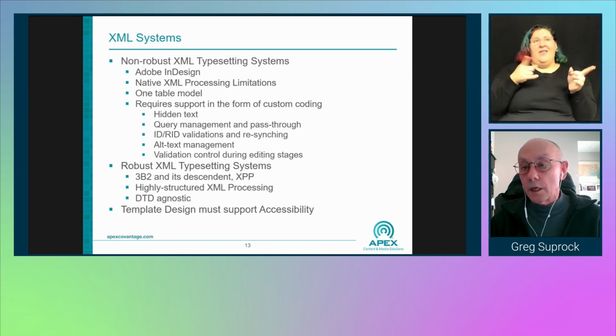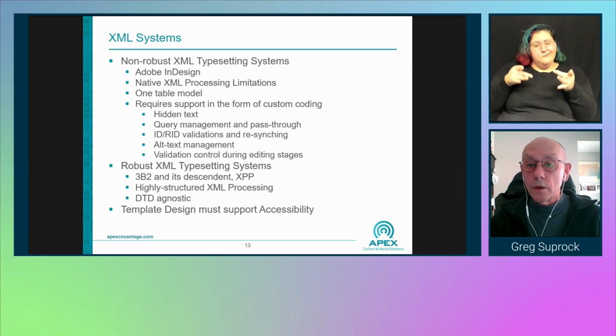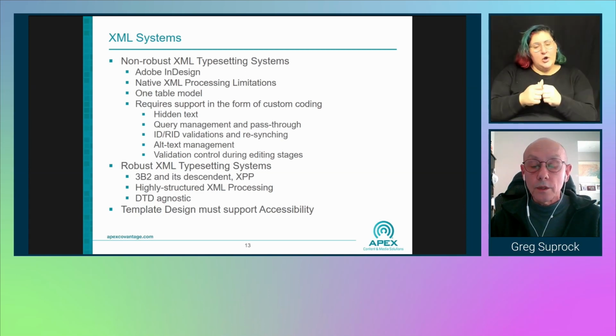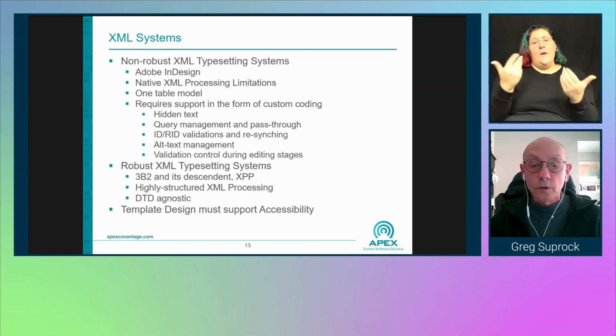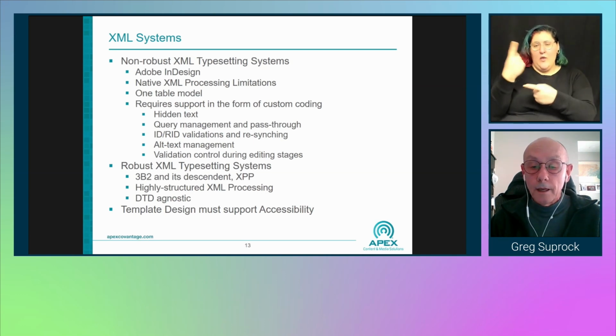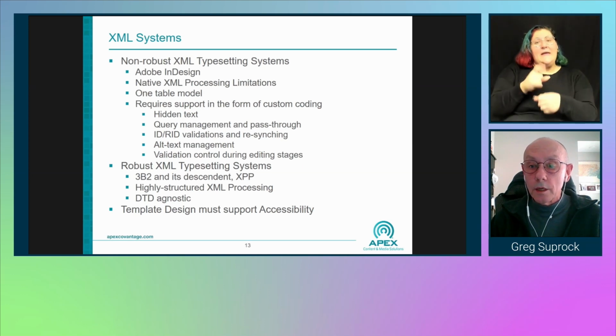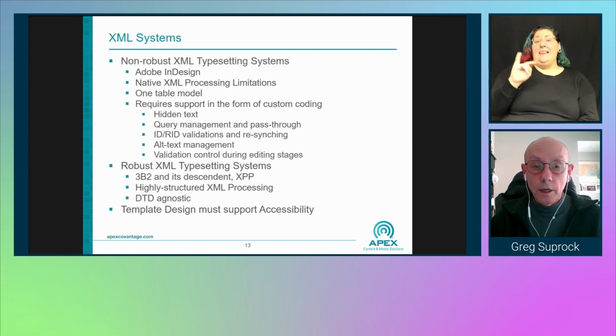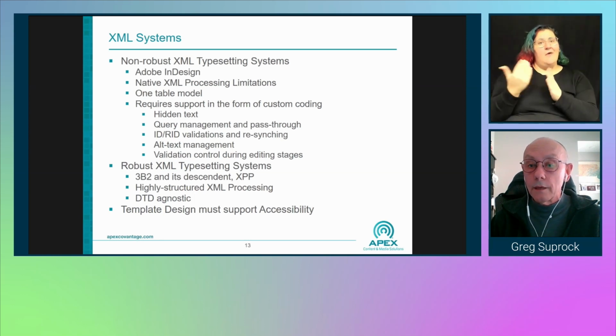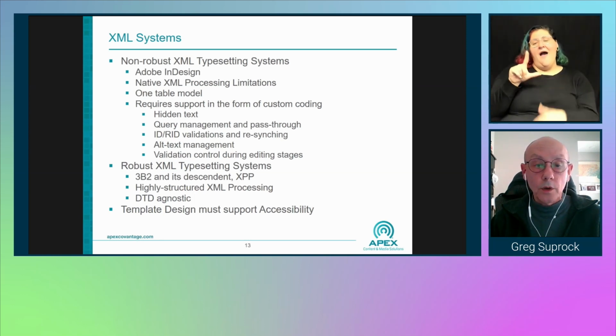So we're dealing with things like hidden text that we don't want to see showing up in the print product. We want to make sure that there's query management and pass-through for those details. And a critical feature is to make sure that linking is maintained throughout the entire process. Automation is used quite heavily, and I'll show you some examples in the next slide, where we embed linking and we carry that through for the end products.